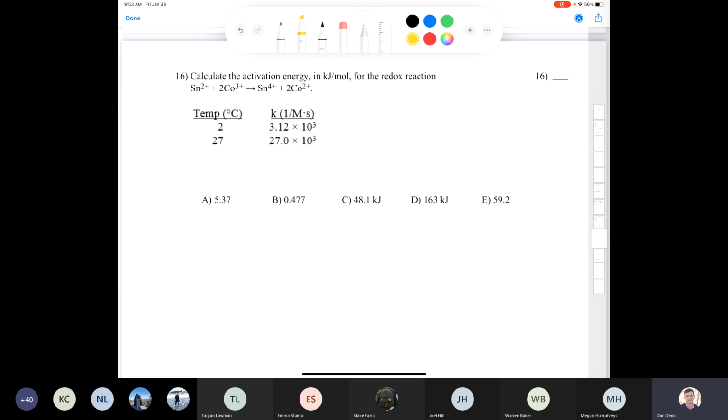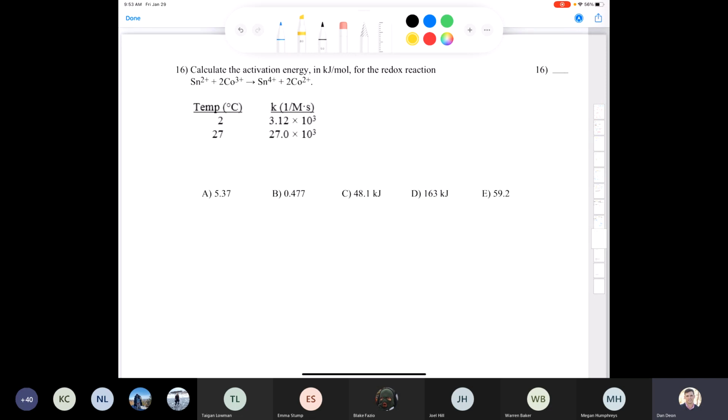I think this one is an order of magnitude simpler maybe than the last problem, but it says calculate the activation energy in kilojoules per mole for the redox reaction shown here. So we have tin 2 plus 2 cobalt 3 plus gives you tin 4 plus and 2 cobalt 2 plus. We have two reactions, or two experiments, and we have the temperatures and we have the rate constants for both of them.